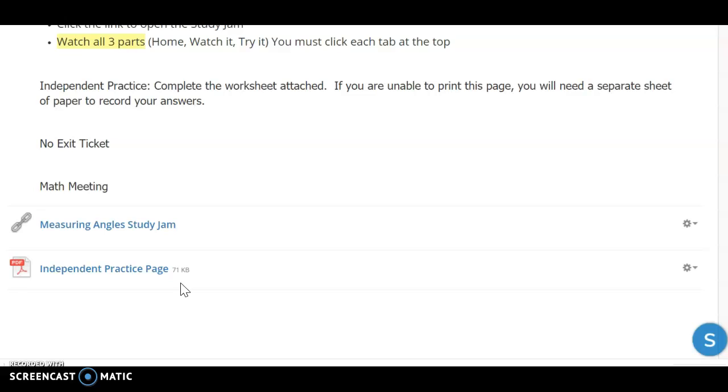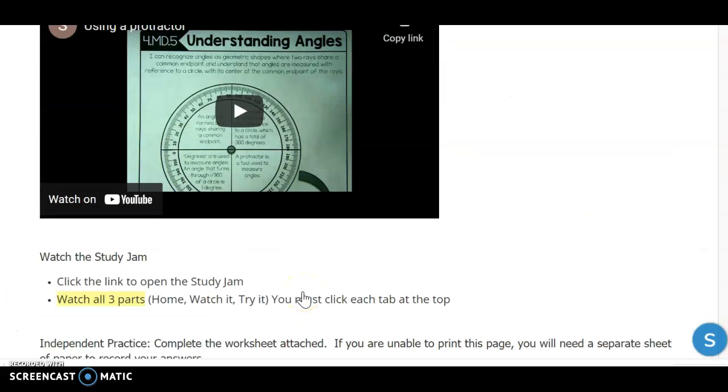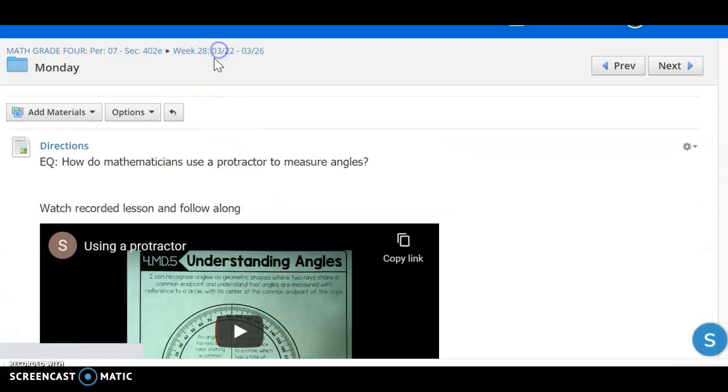You do not have an exit ticket today. If you are unable to print this page, please just grab a sheet of paper so that you can record your answers. The angles are highlighted in blue, so it'll be a little bit easier to read on your screen. And then we will meet at 2 o'clock to go over each of those problems.